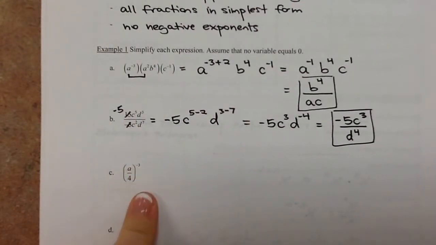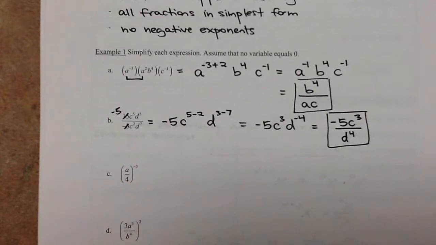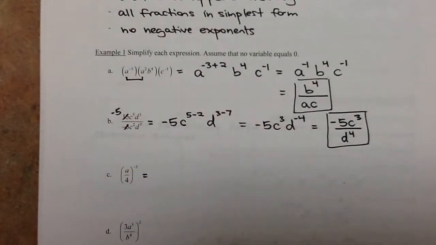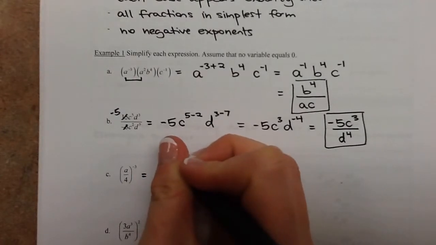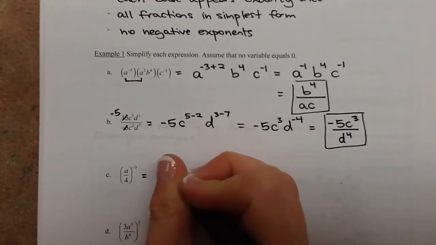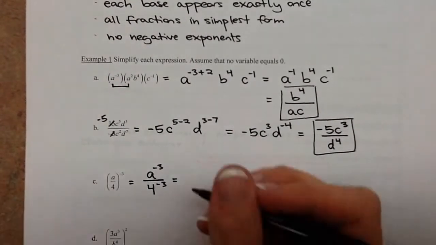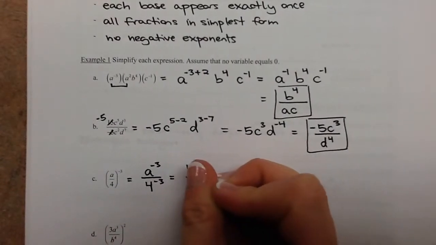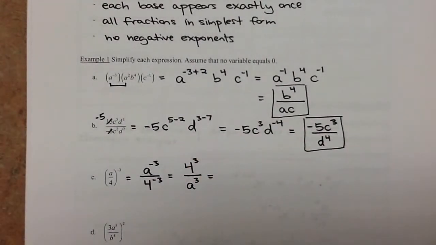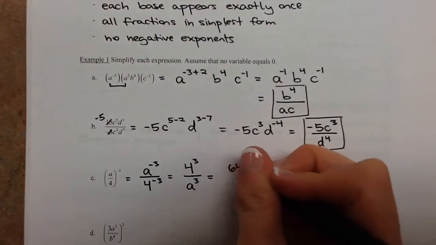C, I have this quotient property, where if I've got a quotient raised to a negative exponent, not a negative exponent, any exponent, I can distribute that exponent. So I have a to the -3rd over 4 to the -3rd. And then since they're both negative exponents, I'm actually going to swap them both. So I'll have 4 to the positive third in the numerator and a to the positive third in the denominator. And then 4 to the third, 4 times 4 times 4 is 64.